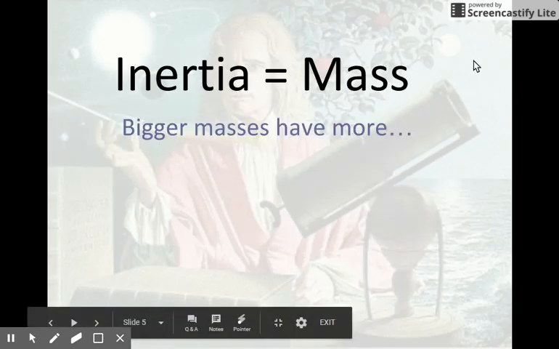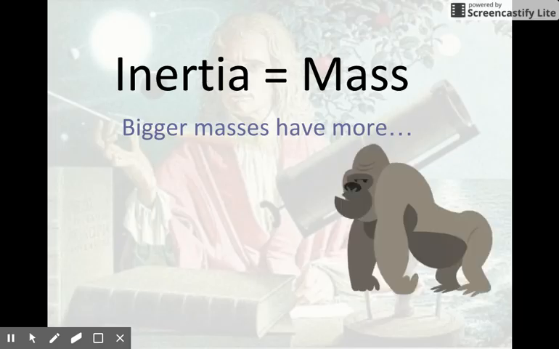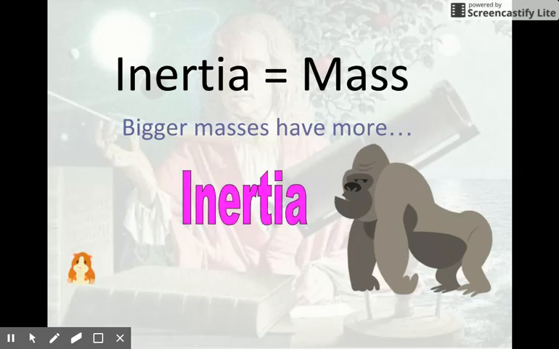So you can think of inertia as being equal to mass. So objects with a large amount of inertia always have a larger amount of mass. So bigger masses are going to have more inertia. So like a gorilla. If we compare that to a hamster, which has a very small mass, it's going to have less inertia. So it's harder to get a larger object to change its speed, to change its direction. It's easier to get a smaller mass to change its speed and change its direction because it has less inertia.